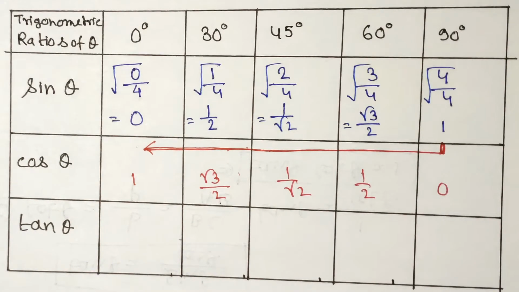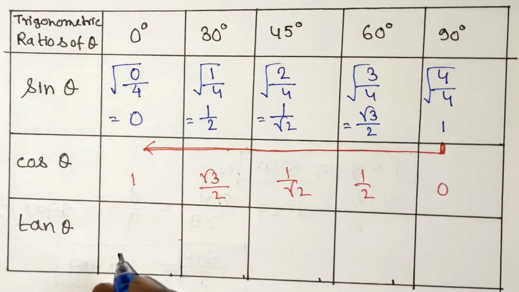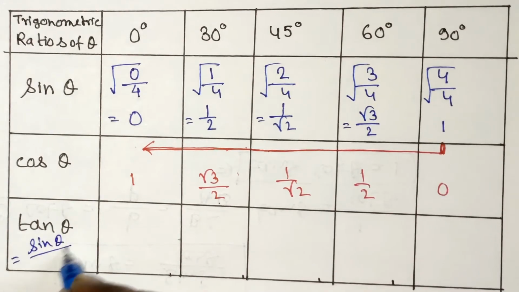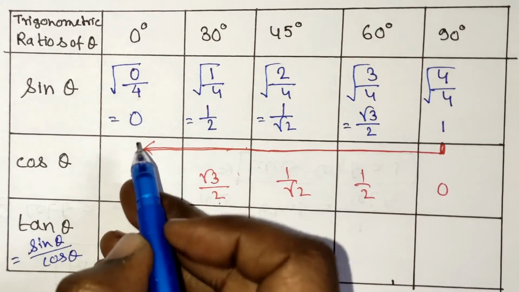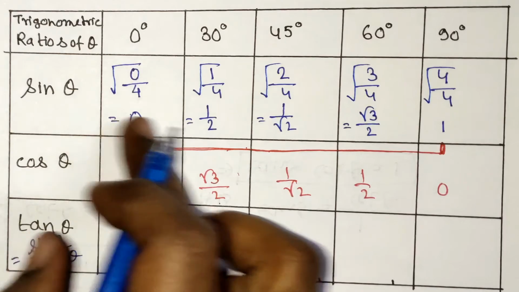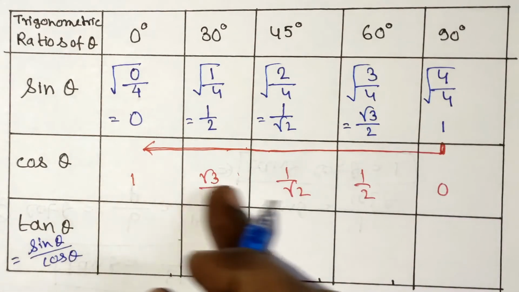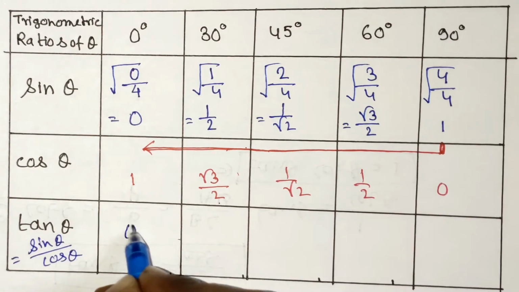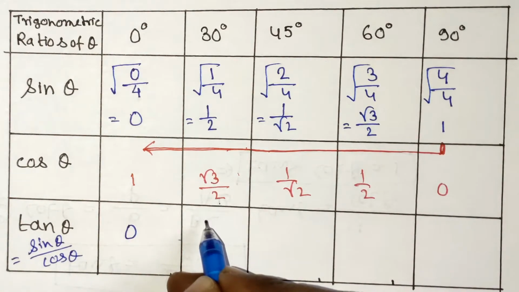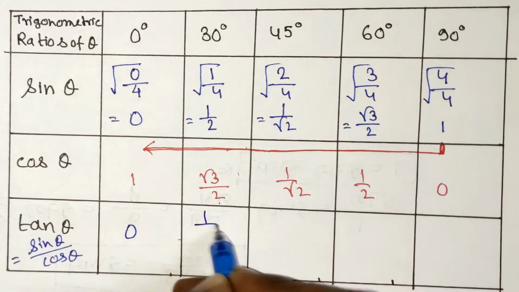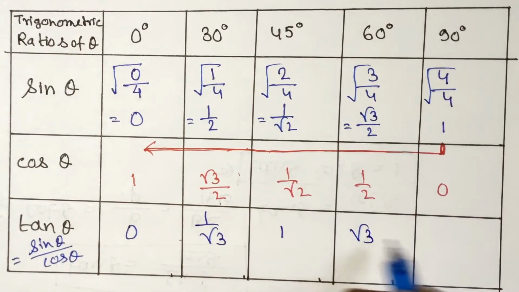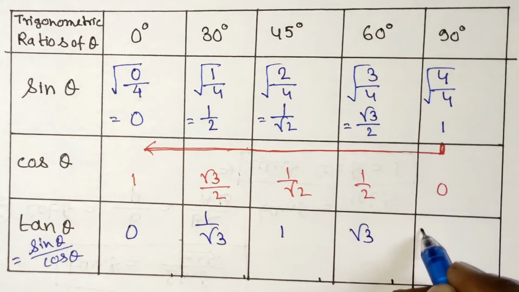Now what are the values of tan theta? How to find out the values of tan theta? We know that tan theta is equal to sin theta by cos theta. So just divide these values by the values of cos. So this will be obviously 0, this will be 1 by root 3, this is 1, this is root 3, and 1 by 0 which is undefined.